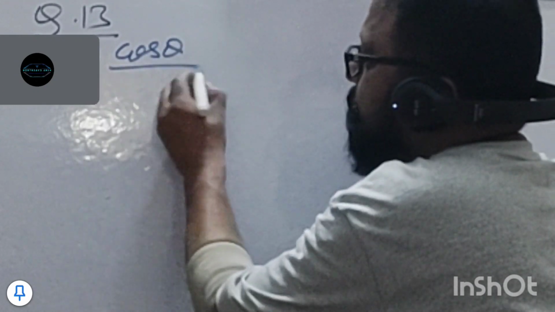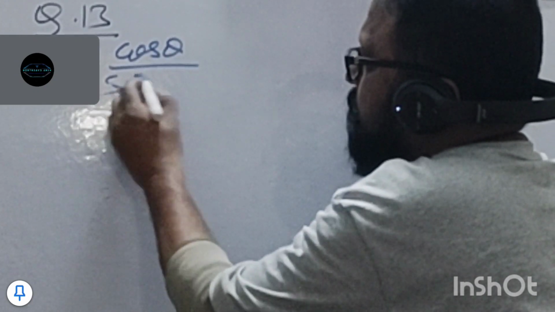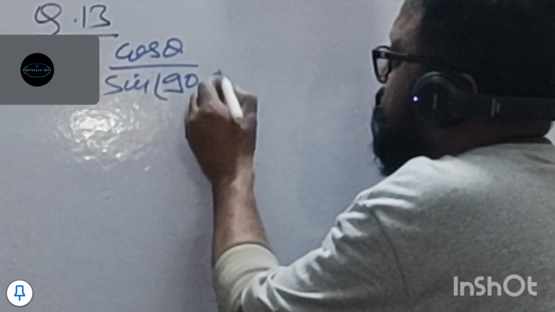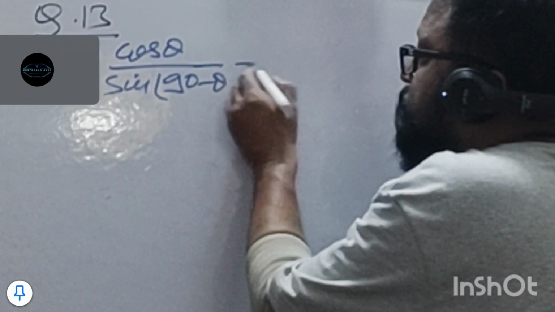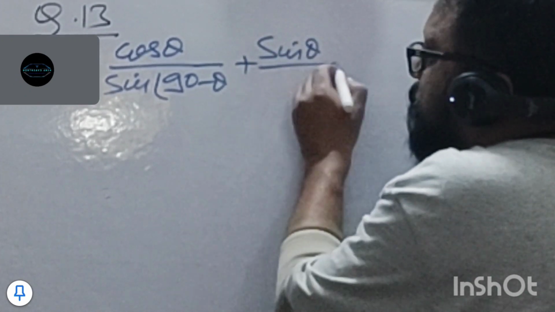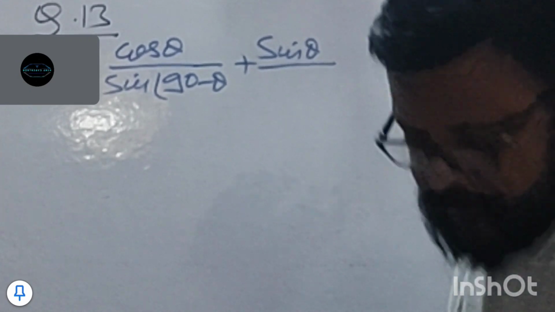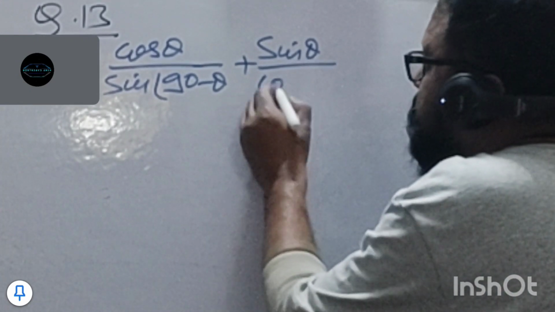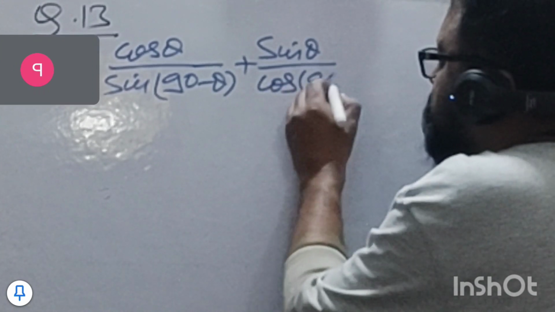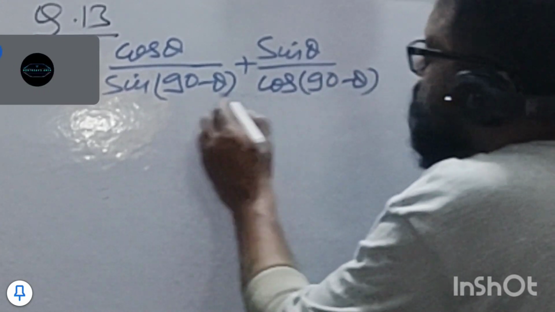The question is cos theta upon sine 90 minus theta, plus sine theta upon cos 90 minus theta.